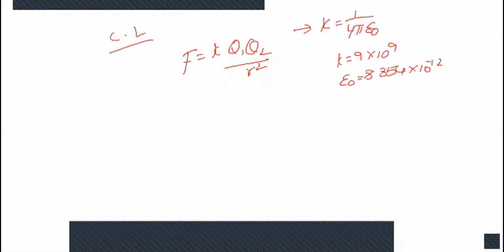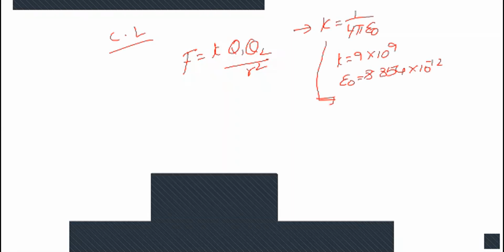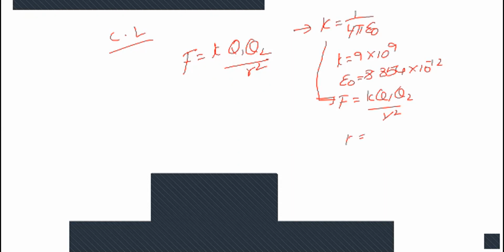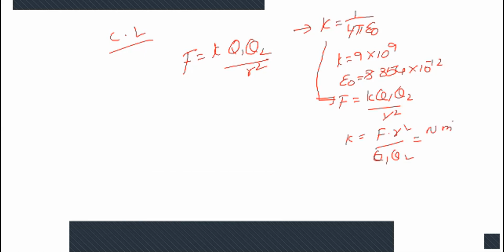So for the unit of K, from this equation I'll write it in the form of K. So it is Q1 Q2 by R square. So K, I'll write it as F into R square by Q1 Q2. I'll write it here. Okay. So force is in Newton, R square is in meter square, and since there are two charges, it is Coulomb square. So this is your unit for K.